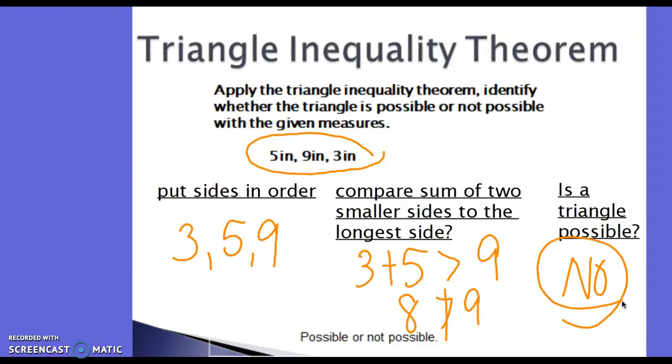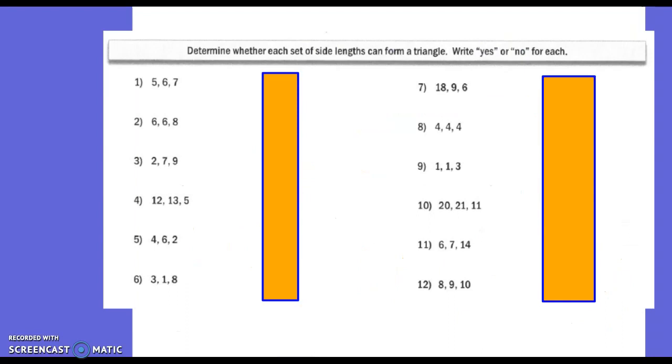All right, now let's go ahead and apply that to these problems right here. I'd like for you to try them. You can write them down on a piece of scratch paper or in your composition book and just tell me, will these three side lengths make a triangle? Write either yes or no, hit pause, and then hit play when you are ready.